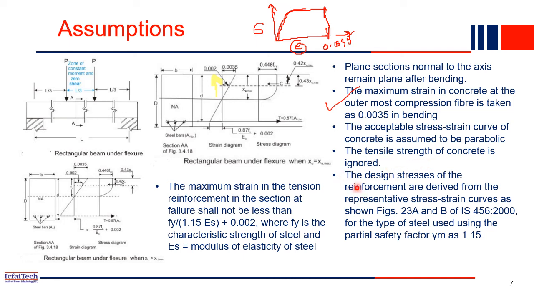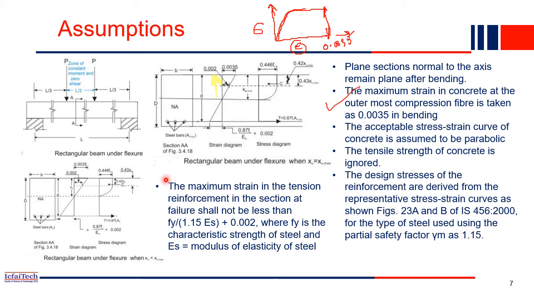Now our fifth assumption is the design stress of the reinforcement is derived from the representative stress strain diagram as shown in figure 23A and B of IS 456. If you open IS 456 figure 23A and B, you will find this stress strain curve. Then, for the type of steel used, the partial safety factor is 1.15. So the partial safety factor for steel is 1.15, the code says. So whenever we consider steel, we have to use a partial safety factor of 1.15.